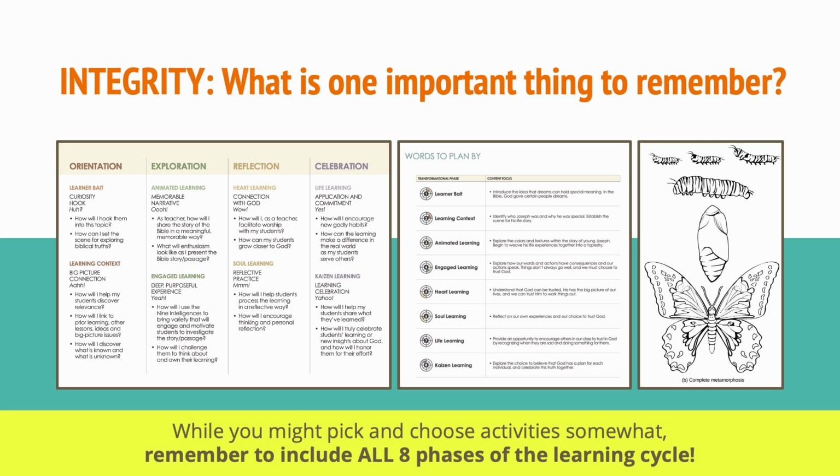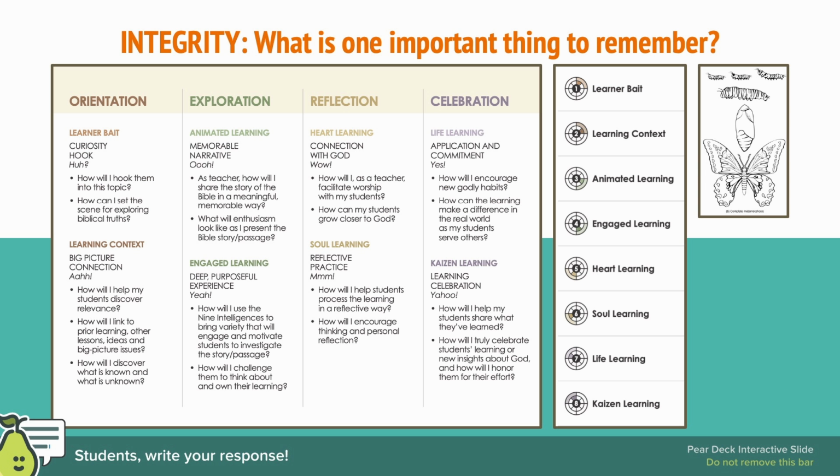So here it's listed. And I put this picture of a butterfly and a caterpillar up to remember that we need to have all of the stages of development to really get the beautiful transformation at the end that God is able to do in our hearts and minds. Because this Bible Encounter curriculum has been designed based on research of how we learn. So we need all 8 phases: the learner bait, the learning context, animated learning, engaged learning, heart learning, soul learning, life learning, Kaizen learning.